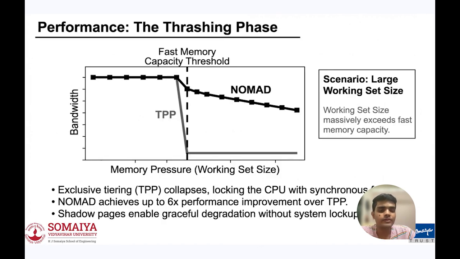Now, performance in the thrashing phase. This is where the paper's contribution is most clearly demonstrated. Once the working set exceeds fast memory capacity, TPP's bandwidth collapses to near zero. The CPU is saturated servicing synchronous page faults and cannot make forward progress. Nomad degrades gracefully and achieves up to 6 times improvement over TPP under peak thrashing. Transactional migration keeps promotion off the critical path, and zero copy demotion via shadow pages means the system is never bottlenecked on data movement in either direction simultaneously.